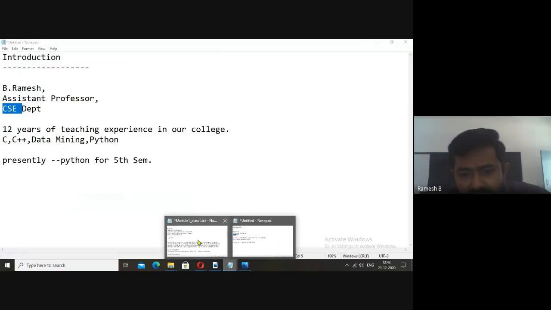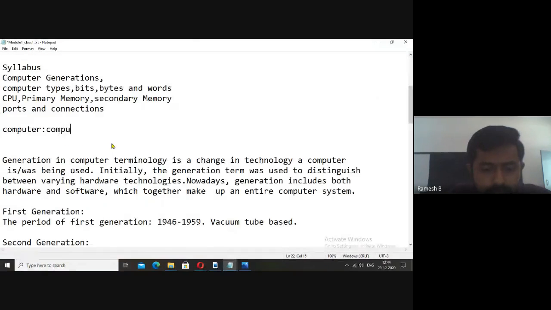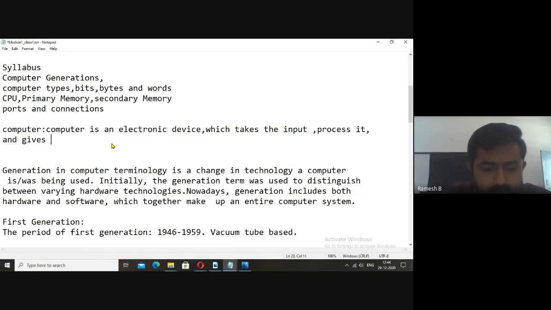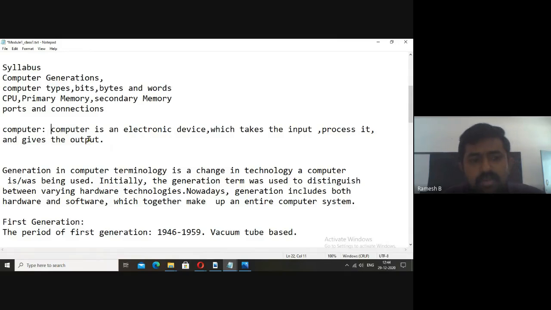Okay, let me do it by myself. Computer is an electronic device which takes the input, processes it, and gives the output. This is the definition of computer. It has various parts like input, similarly CPU, and similarly output.